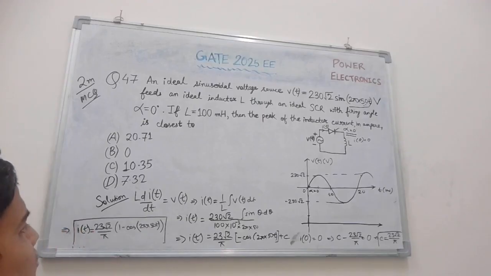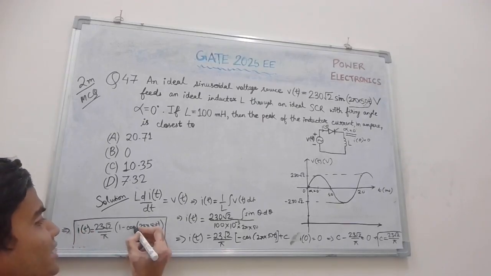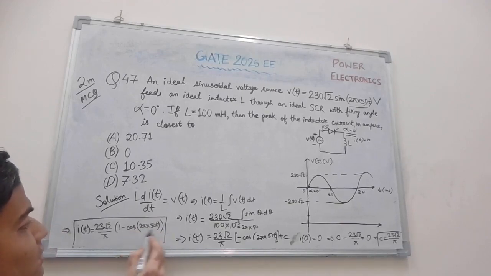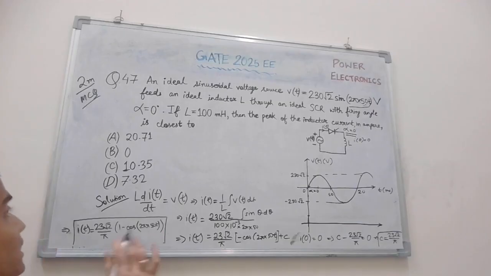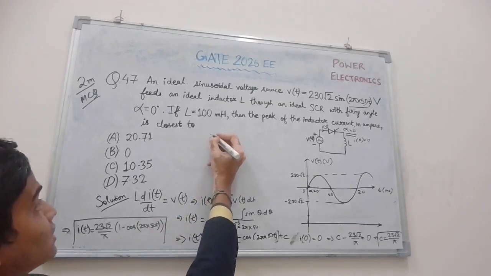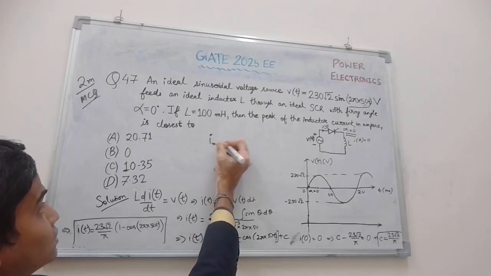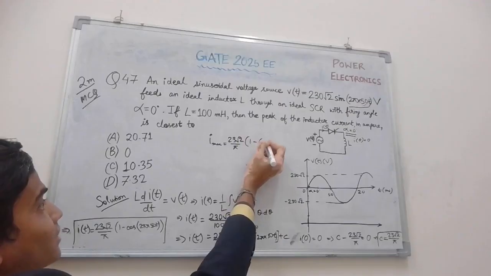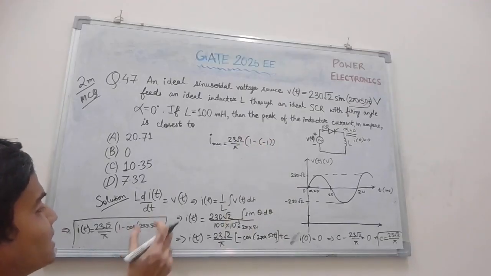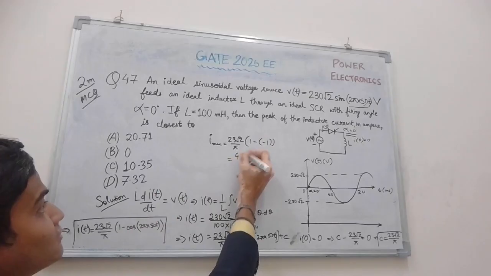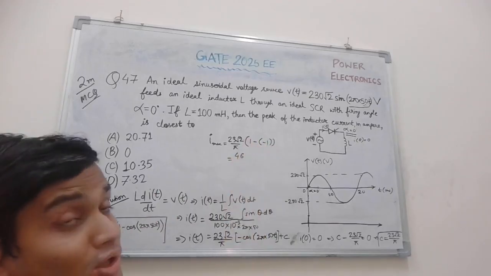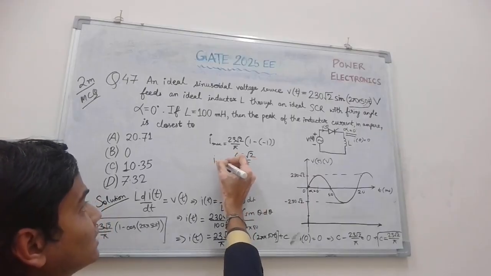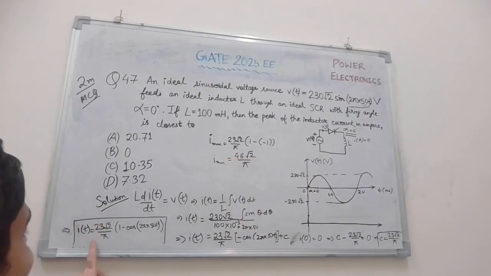So the maximum value will be, cosine varies from minus 1 to 1. So the maximum value will be obtained when this cosine function is minus 1. I max equal to 23 root 2 by pi into (1 minus minus 1). When this becomes minus 1, this will be maximum. 1 minus minus 1 is 2. 2 into 23 root 2 is 46 root 2, and there will be pi, that is I max. Now we can draw its graph by looking at it.